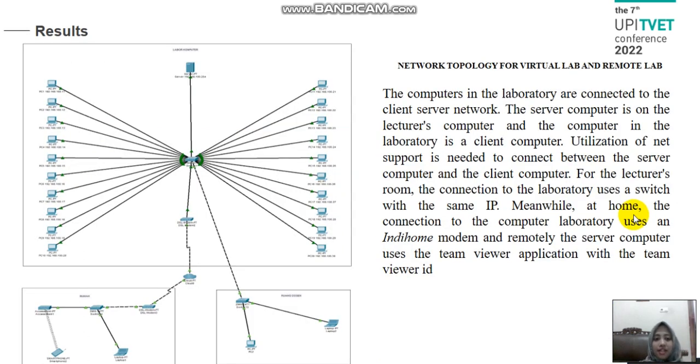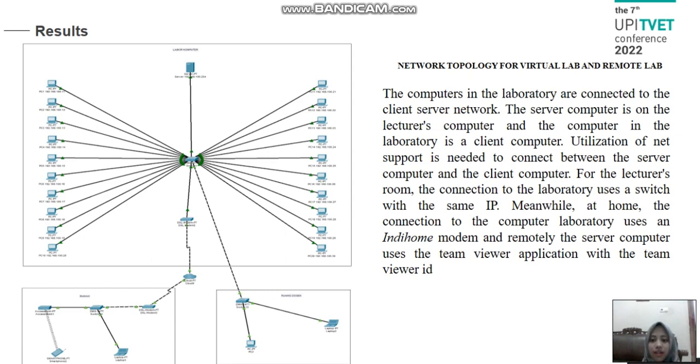Okay, the result of this research, network topology for virtual lab and remote lab. The computers in the laboratory are connected to the client-server network. The server computer is the lecturer's computer, and the computers in the laboratory are client computers. Utilization of NetSupport is needed to connect between the server computer and the client computer. For the lecture room, the connection to the laboratory uses a switch with the same IP.